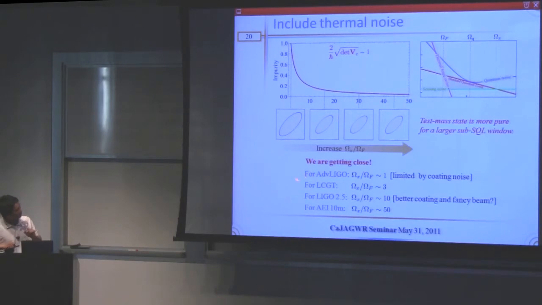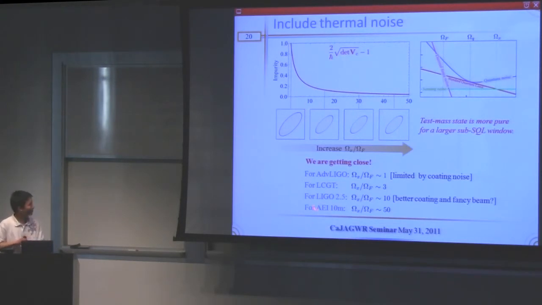Are we getting close? Not really. For Advanced LIGO, omega x over omega f is almost equal to 1 because we are limited by the coating thermal noise. For LCGT, it is almost the same order of magnitude. For LIGO 2.5, suppose we have better coatings and fancy beams, the thermal noise is going to touch the frequency at around 10 Hertz, and the sensing noise is going to touch at around 100 Hertz. So you have a factor of 10 here, which basically means you get a very pure state, very close to almost pure.